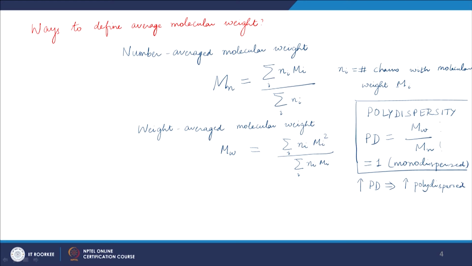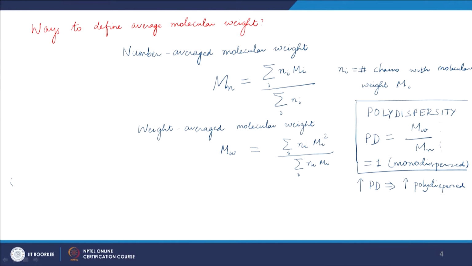Okay. There is a very easy example to demonstrate what these two averages really mean. And the example is the following. So, think of a system that contains thousands of ants of say weight 1 gram.